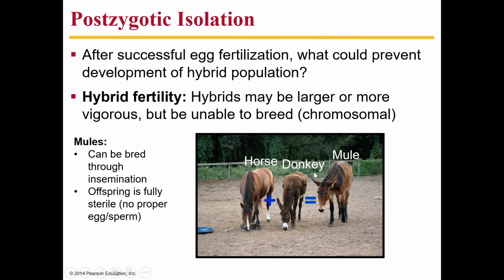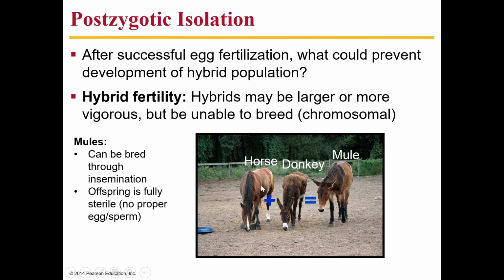Mules are common pack animals. They're very strong, and they're larger than horses and donkeys. It's a horse and donkey combined. But a mule's eggs and sperm do not form properly, so a mule is a good pack animal but can never be bred itself to create better mules. You can only breed good horses and good donkeys together to create good mules.